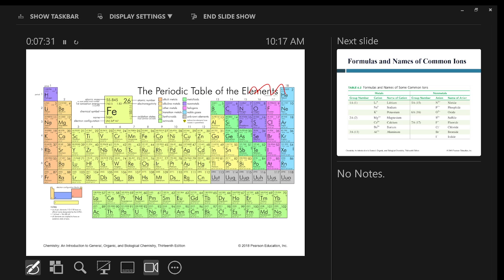Okay, how about boron, by the way? It's 5. Is it a shorter distance to go right or left? Left, technically, actually. Boron typically loses 3 electrons, and that's how it achieves a noble-like configuration.